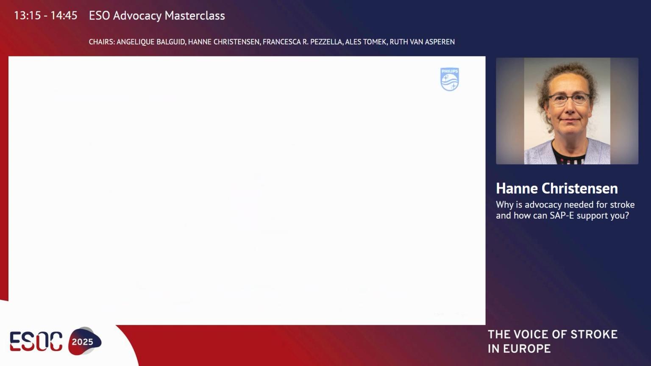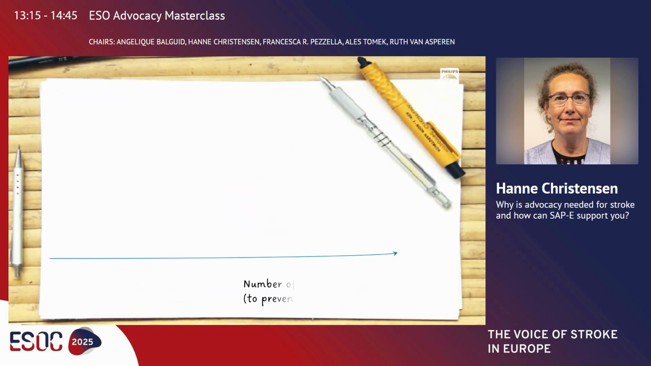If this would be the case for cancer, it would cause an outcry. If this would be the case for STEMI, it would cause an outcry. This is the case for stroke. So how do we talk about this?